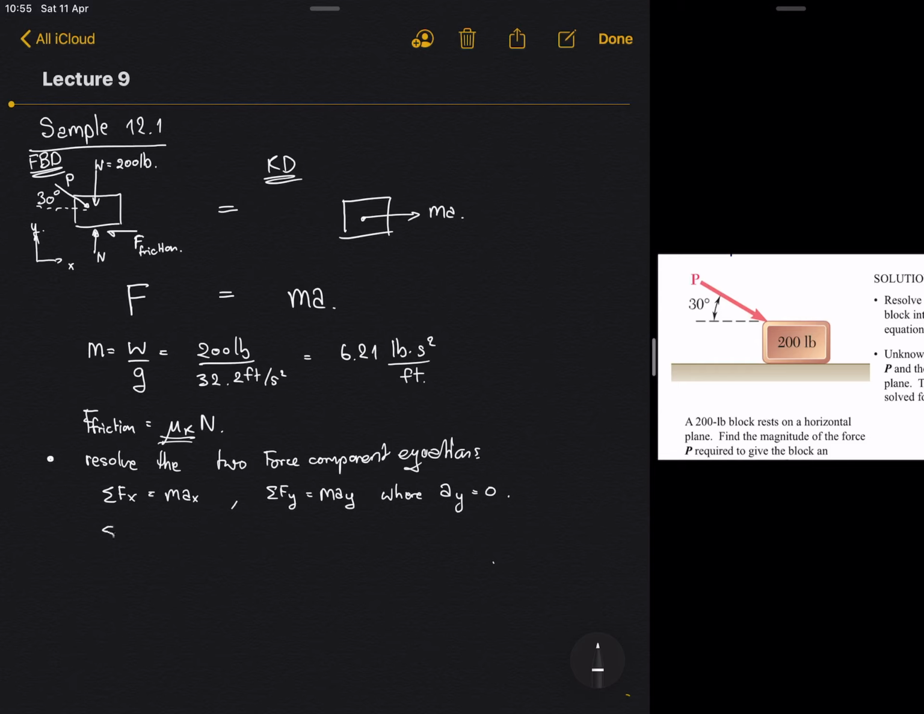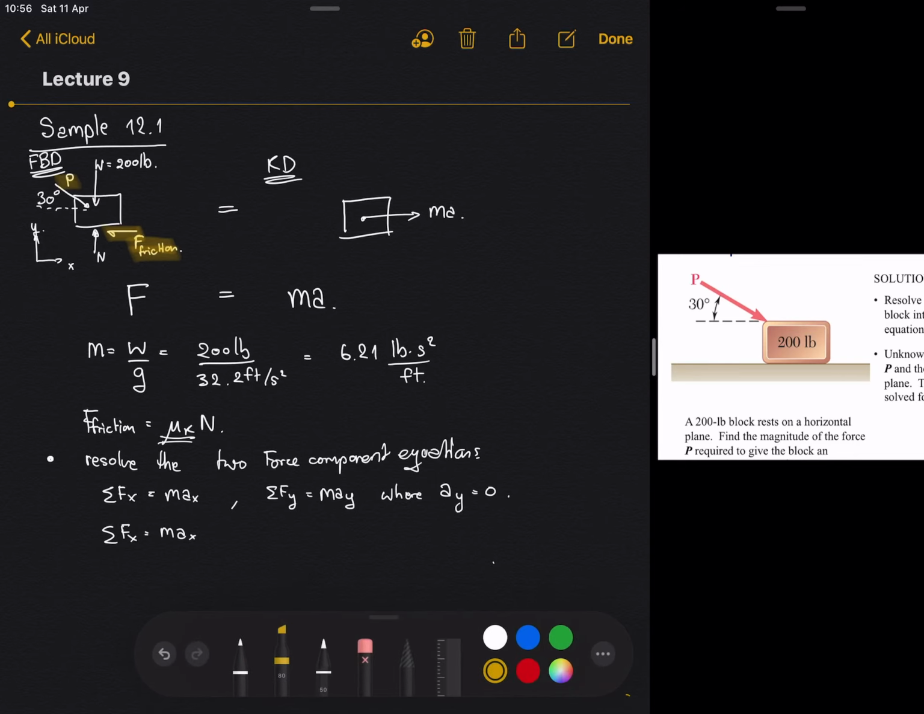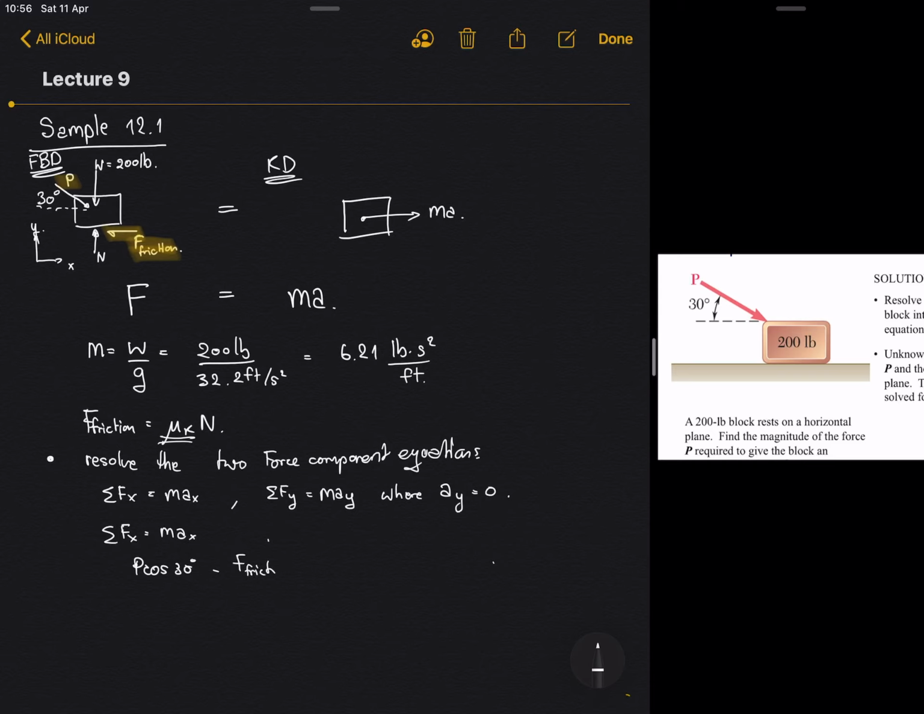So first, let's see sigma Fx equal to m ax. So what do we have here in the x-axis? We have this friction force, we have this P, but of course we have to decompose it into the correct axis here. So you have two things, and P is P cos 30 degrees, and we have F friction in negative, right? Because it's in negative direction, equal to ma.